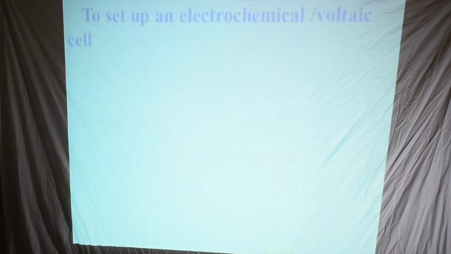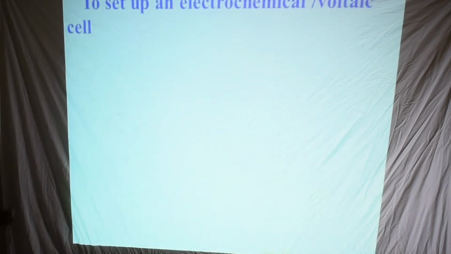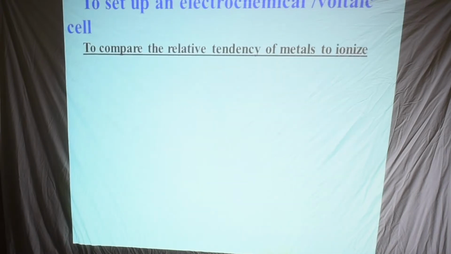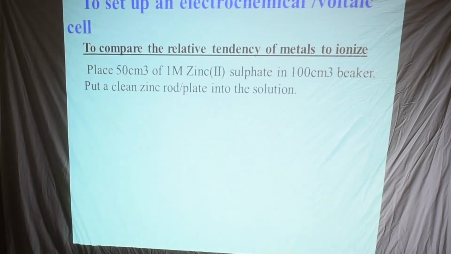Now, how do we set this up? We have the following in setting that. To compare the relative tendency of metals to ionize, we are going to use two metals.